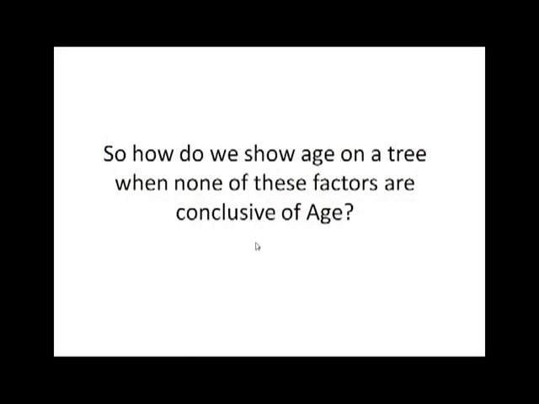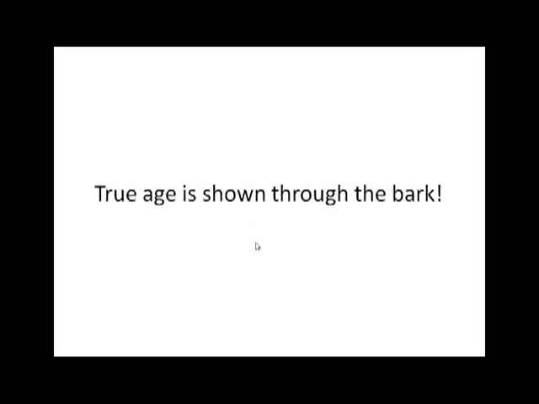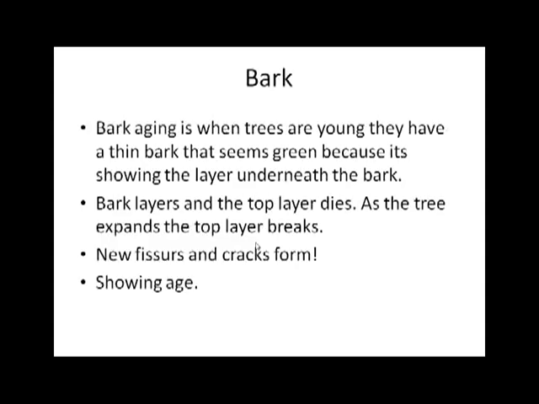So how do we show age on a tree when none of these factors are conclusive of age? True age is shown through the bark. Bark aging is when trees are young and they have a thin bark that seems green because it's showing the layer underneath the bark. The bark layers, and the top layer dies as the tree expands. The top layer breaks, new fissures and cracks form, and that shows age.